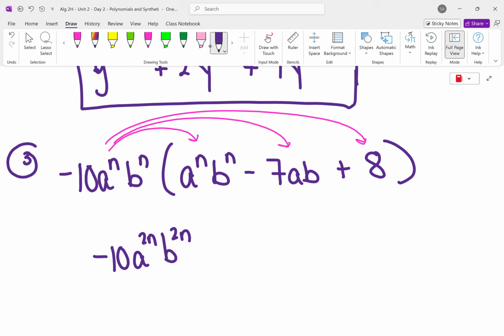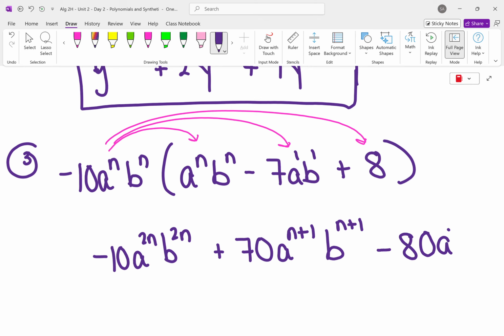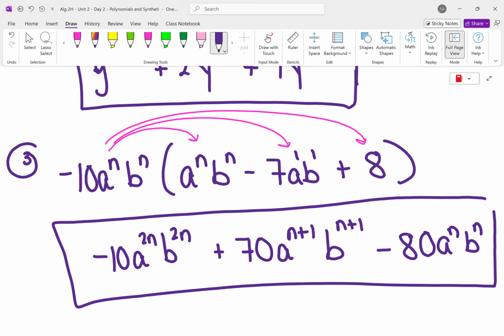Now, do you guys all agree for this negative 7ab, the a has an exponent of 1 and the b has an exponent of 1? So then when I multiply this, I have negative 10 times negative 7 is a positive 70, right? A to the n times a to the first is a to the n plus 1, right? We add our exponents. And then what's the b going to be? b to the n plus 1. You got it. And then lastly, we'll have negative 80, a to the n, b to the n. And again, no like terms, so we leave it just like this.